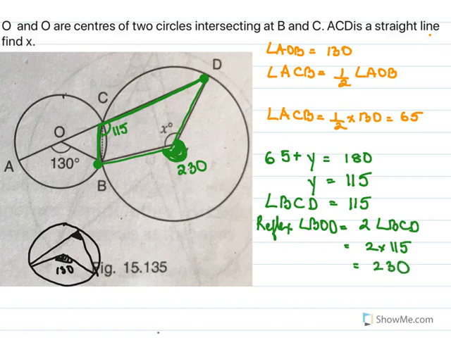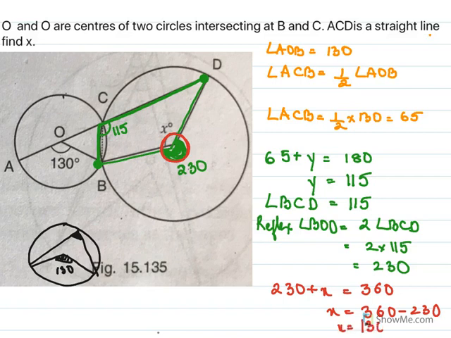Now we need to find x. Now what's the relationship between 230 and x? Here we have a complete circle, which means 230 plus x equals 360. So x is 360 minus 230, and x will be equal to 130. So x is 130.